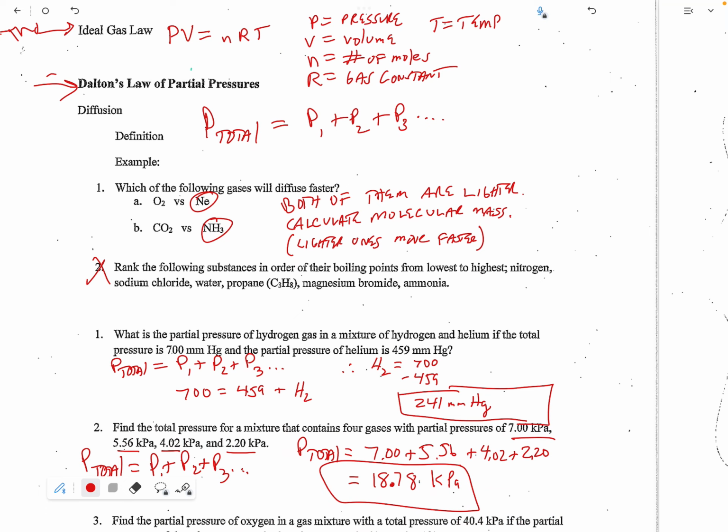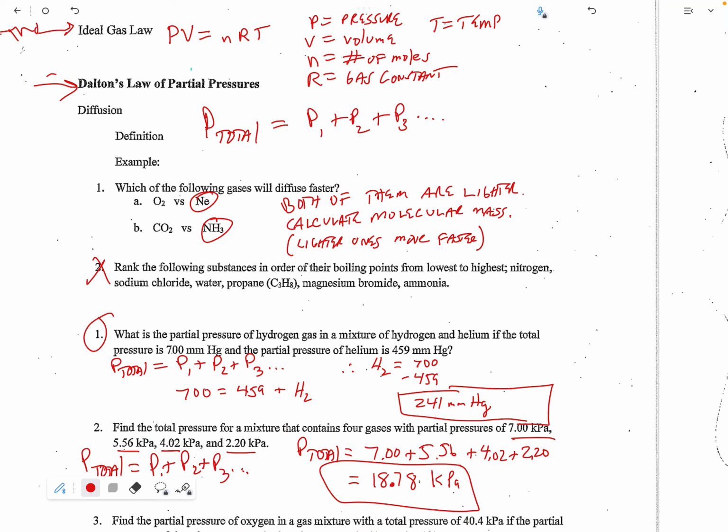Which of the following gases will diffuse faster in number 1? Oxygen or neon, or carbon dioxide and ammonia. The way you figure that out is by looking at the molecular mass of all of those. The lighter molecular mass will diffuse faster, will move through the air faster than the other one. The heavier ones will move slower. So we're going to go to number 1 down here.